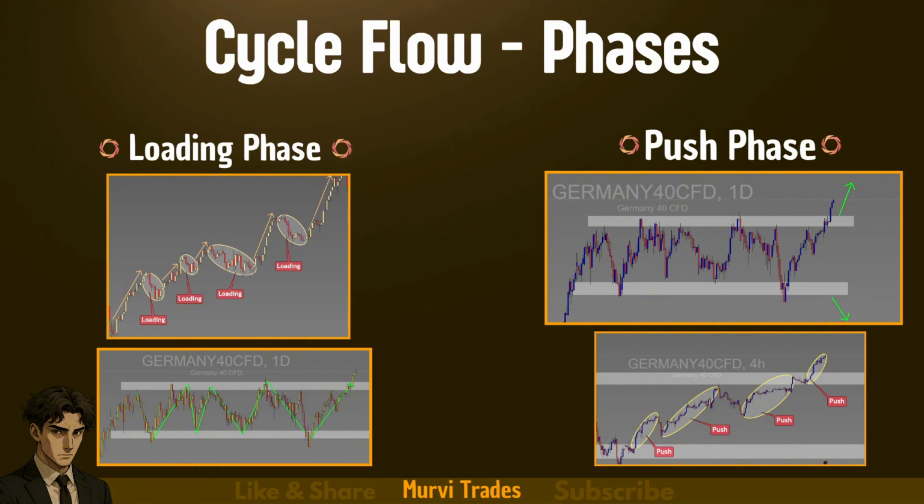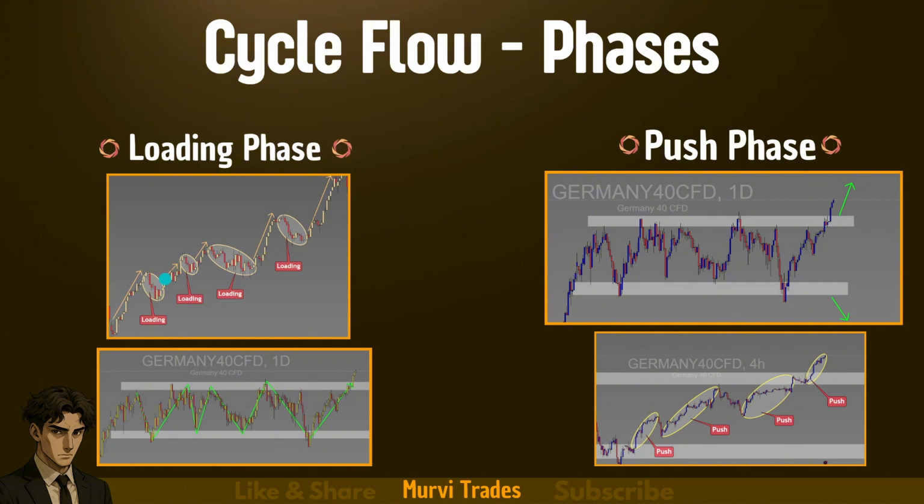So the entire model is simple. I wait for the market to load, then I only attack the push. And later in this video, I will show you how I use order flow plus gamma to know when the loading is ending and the push phase is about to start. Loading phase, we have two loading phases in the market.